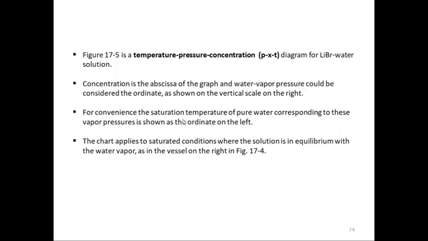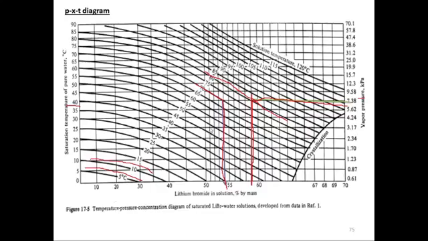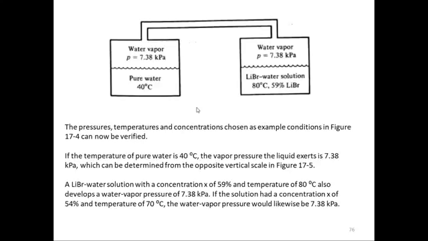Okay, for convenience, the saturation temperature of pure water corresponding to these vapor pressures is shown as the ordinate on the left. The chart applies to saturated condition where the solution is in equilibrium with the water vapor as in the vessel on the right in figure 17-4. So that is the figure, this figure here, 17-4. Okay, so that's the graph that I tried to explain to you. If you have any question on it, you can ask me. Now we want to go on to this second situation.